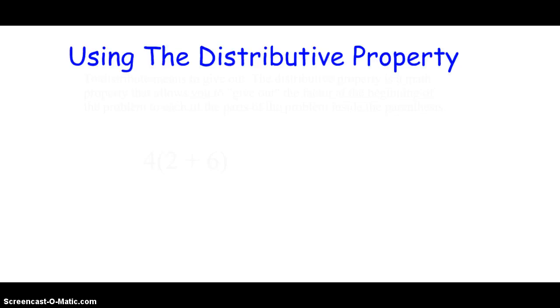Hello guys, today we're going to learn a little bit about using the distributive property. Before we start, I want to remind you that some of the things I'm going to ask you to write in your notebook and some of the things I am not. We're going to start with a quick review of what the distributive property is, and you do not have to write this part down.